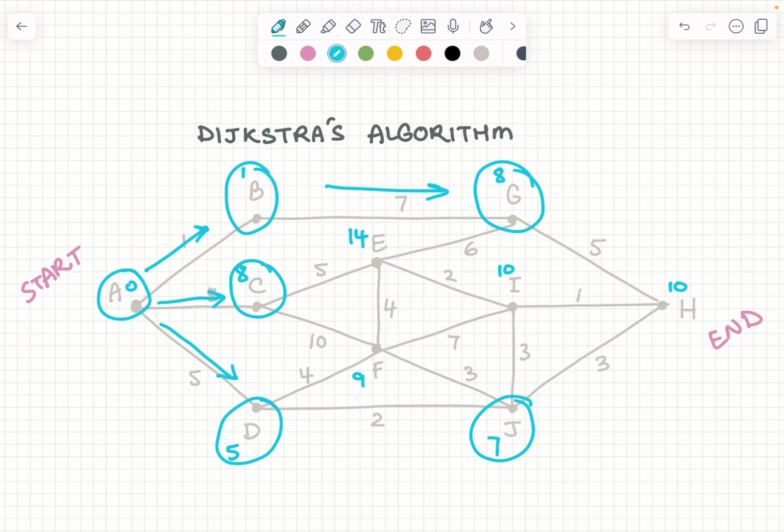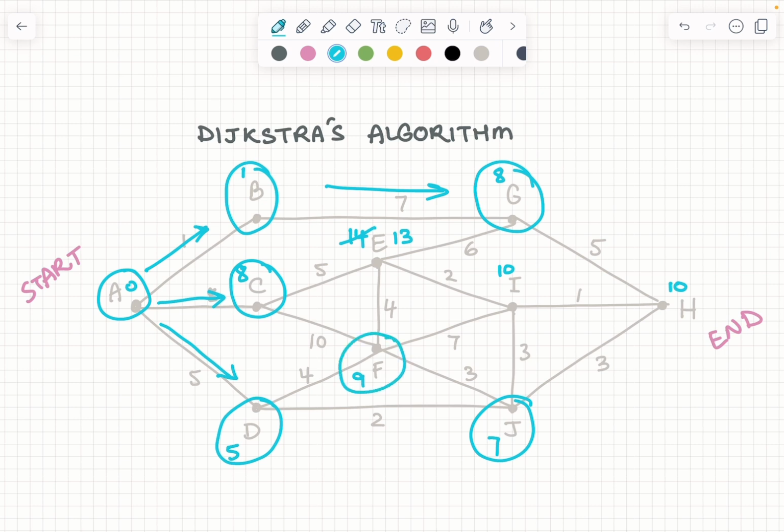Let's look at the neighbours of C. 8 plus 5, that's actually 13. We'll replace that with a lower value. And to get to F, 8 plus 10, that's not better than 9. All right, again, so we've looked at all the neighbours of C. We have to look at the lowest uncircled value, and that's 9. So we're going to circle that.